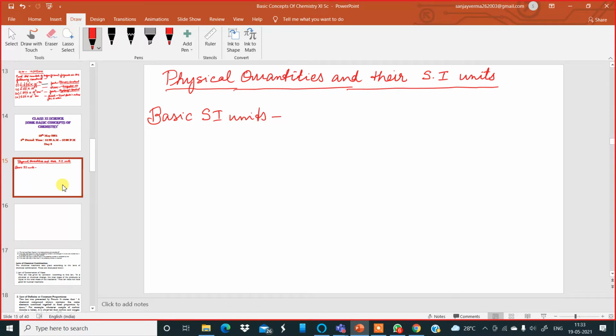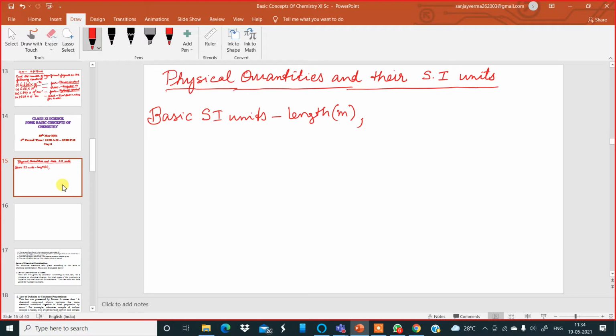Now, the SI system has 7 basic units. I'm just writing them down. The first one is called length, its unit is meter. The first basic unit is length. There are 7 of them.